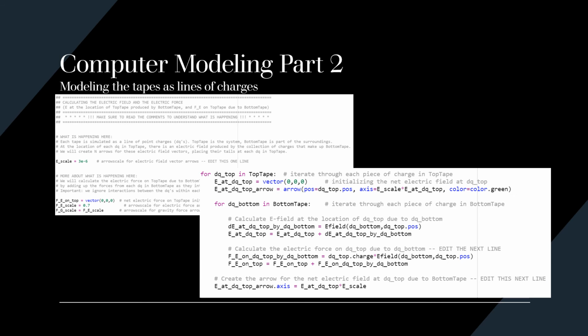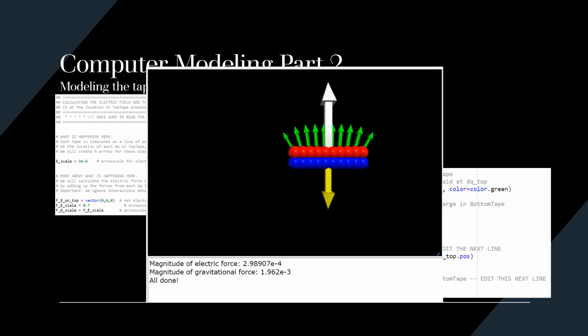In the for loop, we update the equation to calculate the electric force on the top tape due to the bottom tape, and then we create the arrow for the net electric field at the top tape due to the bottom tape. Then we visualize the 3D model in GlowScript after running the code. We got the magnitude of the electric force, which is 2.98 times 10 to the power of negative 4. And we got the magnitude of the gravity force, which is 1.9 times 10 to the power of negative 3.